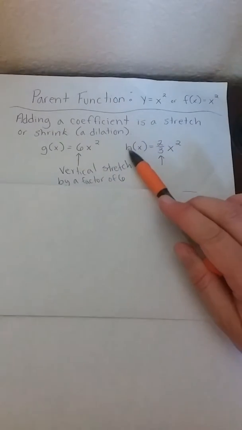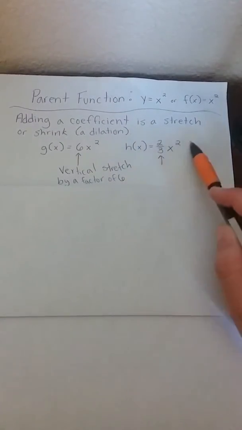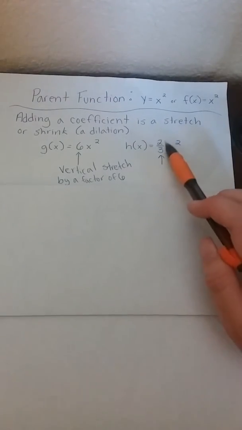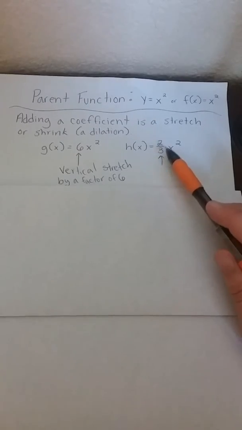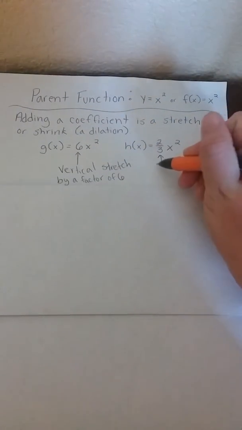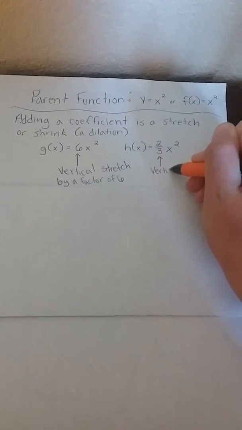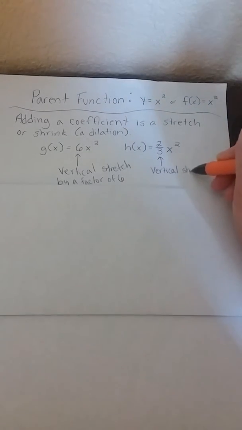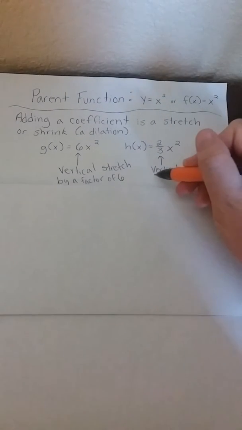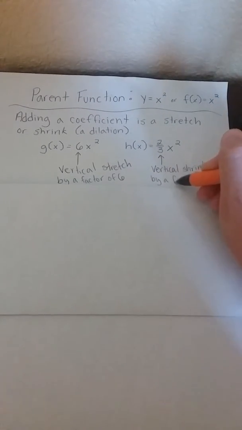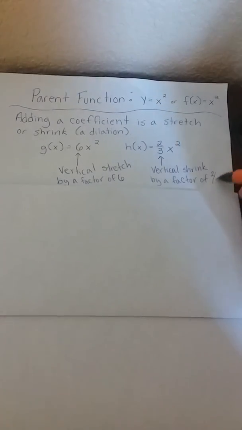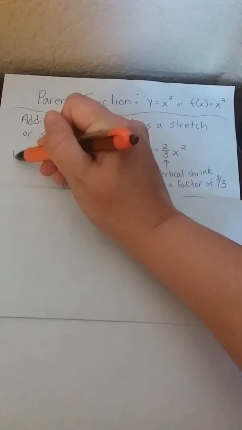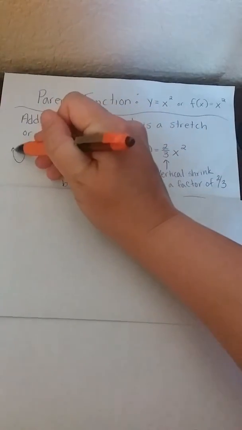Here in this function, we have h of x equals 2/3 x squared. Here the coefficient is 2/3. Because 2/3 is less than 1, it's in between 0 and 1, we call this a shrink. So this is a vertical shrink by a factor of 2/3.